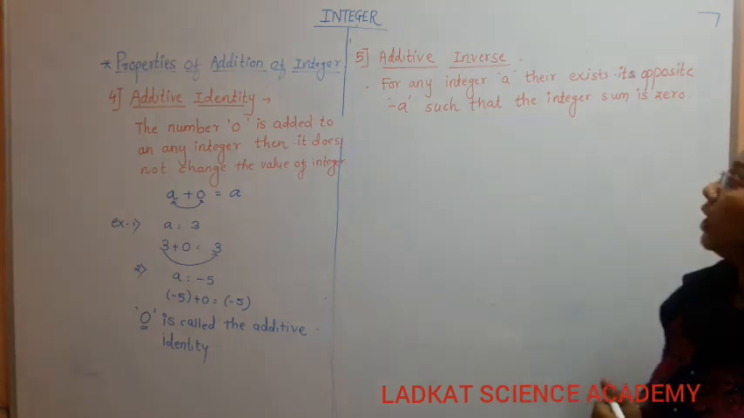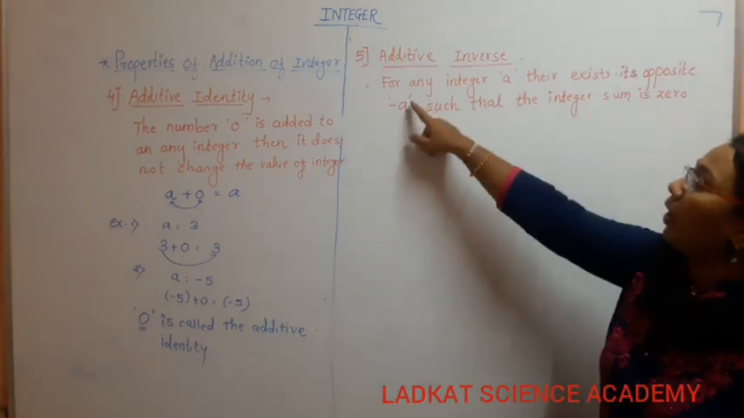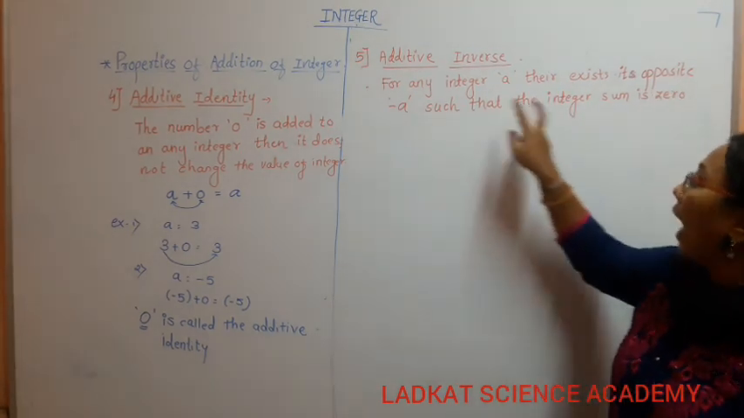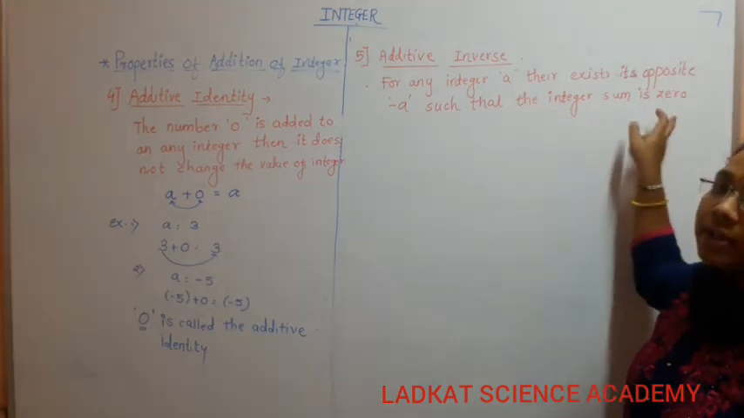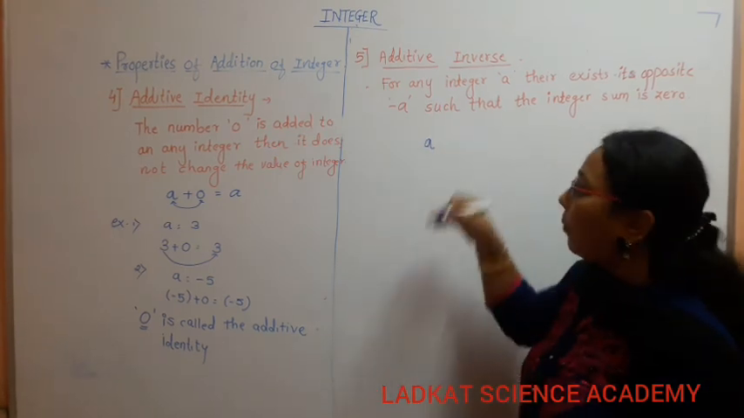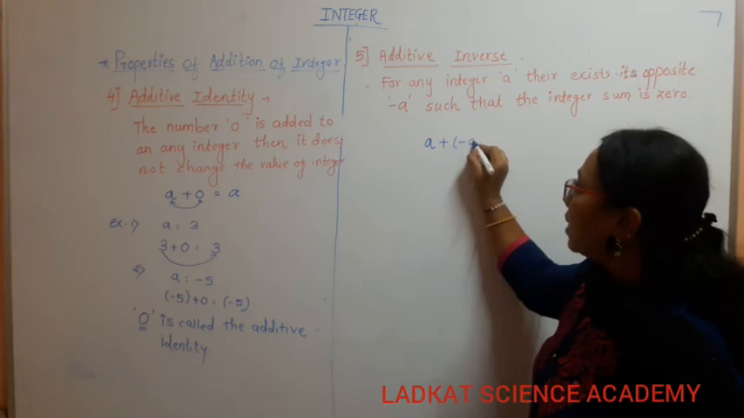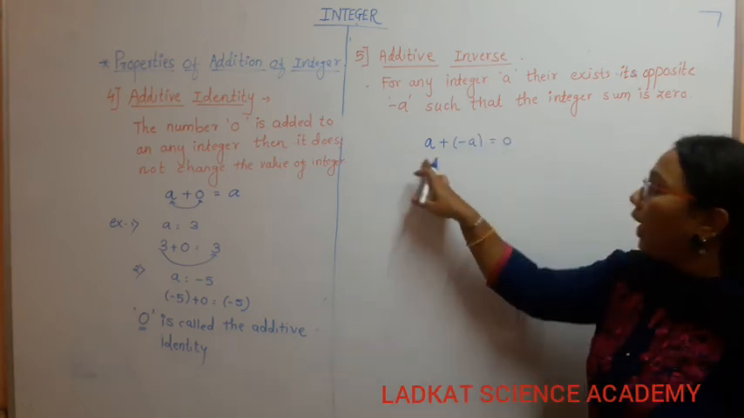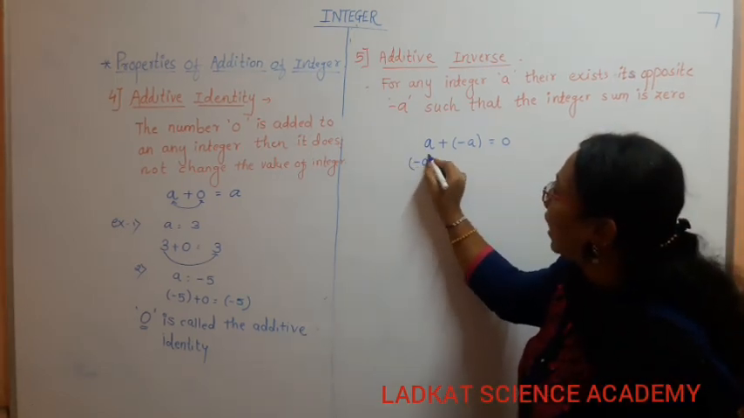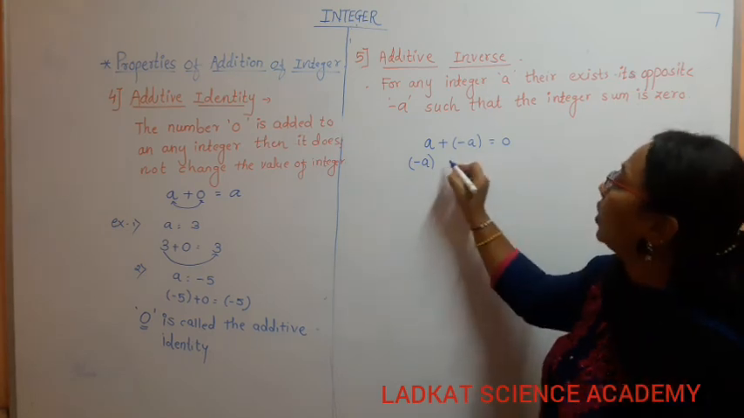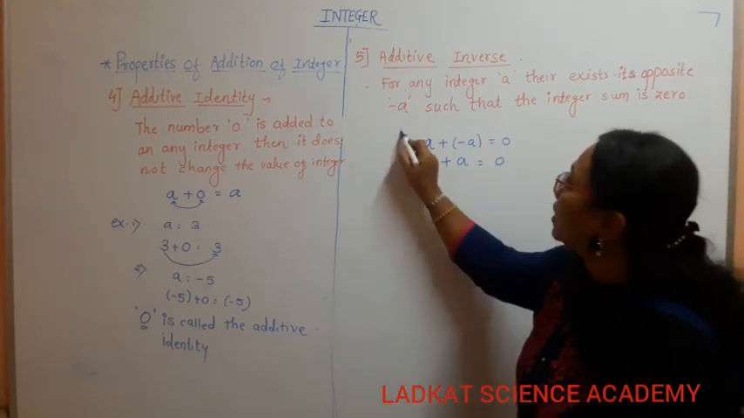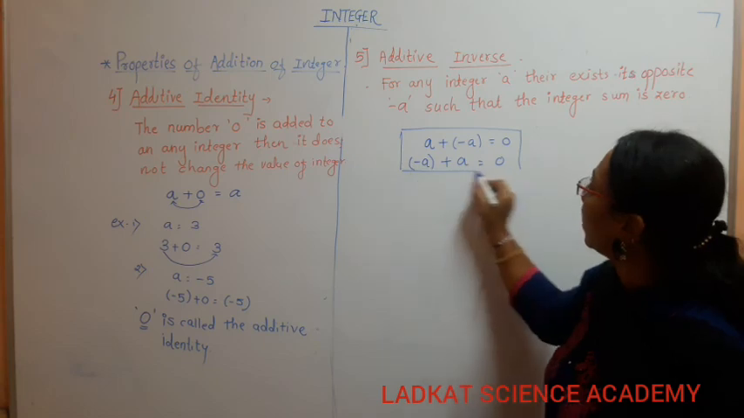What is the additive inverse property? It states that for any integer a, there always exists its opposite, that is minus a. Addition of a and minus a is always 0. You see the general formula. Suppose a is your integer and the opposite of that integer is minus a. A plus minus a, we got the answer 0. Suppose we take a negative integer, that is minus a. The opposite of that negative integer is the positive integer, plus a. Then also we got the answer 0. Minus a plus a is 0. This is the general formula for the additive inverse property.